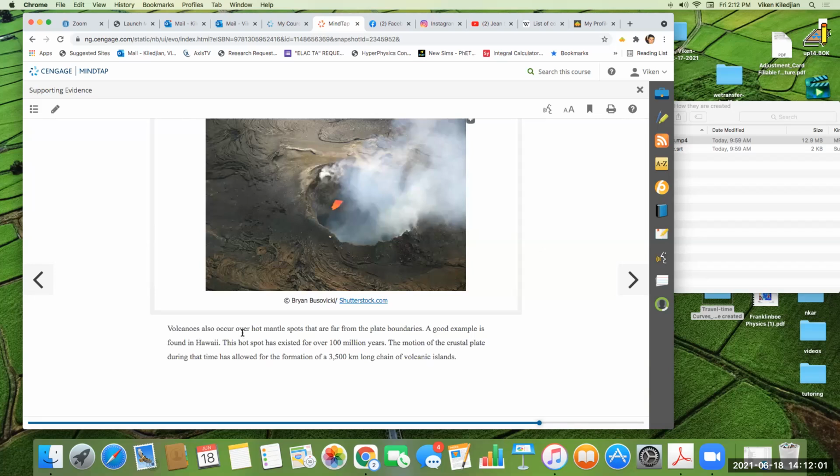Volcanoes also occur over hot mantle spots that are far from the plate boundaries. A good example is found in Hawaii. This hot spot has existed for over 100 million years. The motion of the crustal plate during that time has allowed for the formation of a 3,500 kilometer long chain of volcanic islands. So as the crust is moving, there's a hot spot beneath it, which is welling up and creating the Hawaiian chain of islands. That's how we get Hawaii. So there is no subduction zone in Hawaii. It's just that there's a hot spot underneath it and the plate is passing by it.